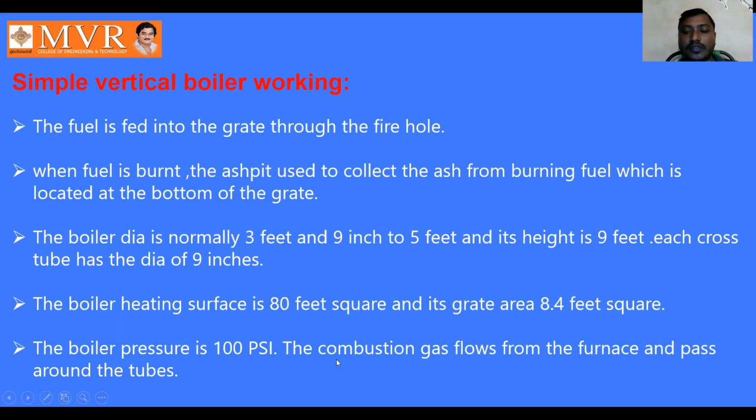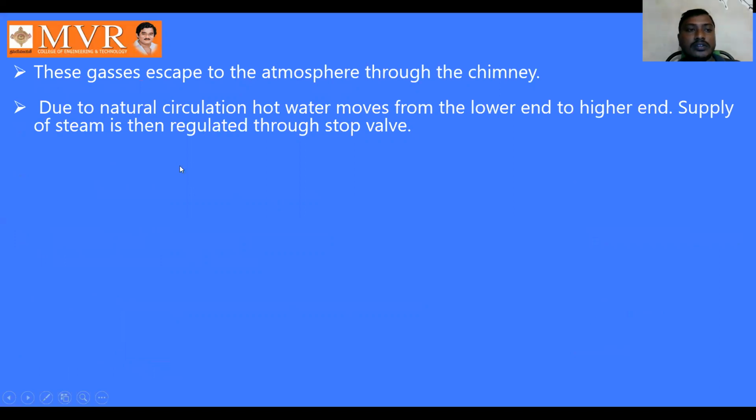The combustion gas flows from the furnace and passes around the tubes. The gases escape to the atmosphere through the chimney, as I have shown you in the diagram. Due to natural circulation, hot water moves from the lower end to the higher end. Supply of steam is then regulated through the stop valve.